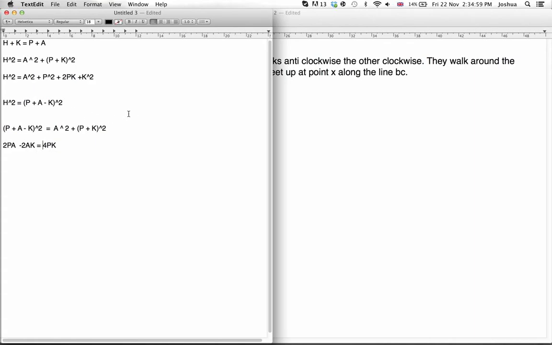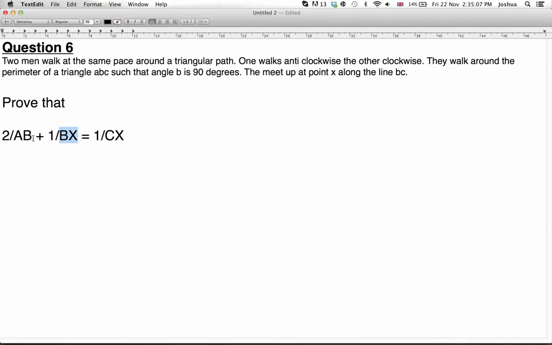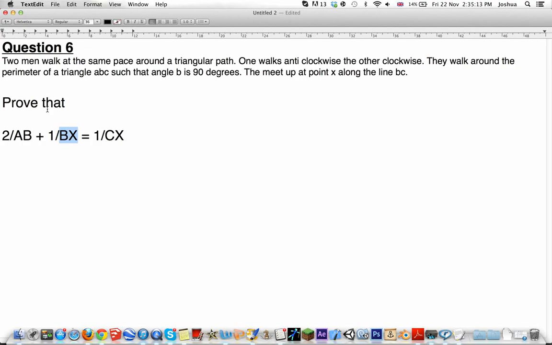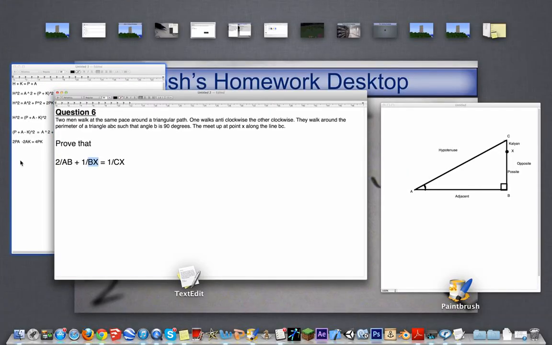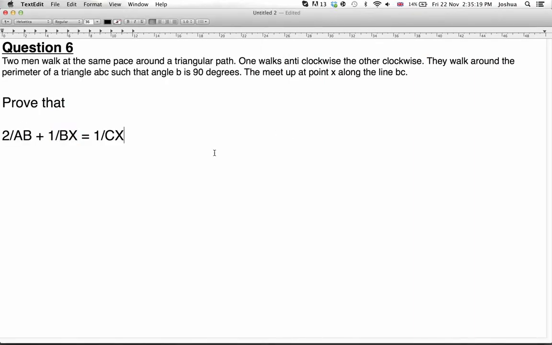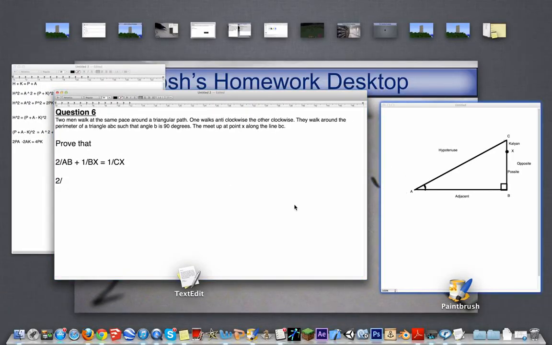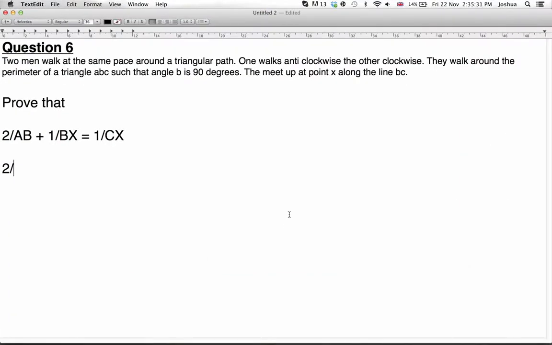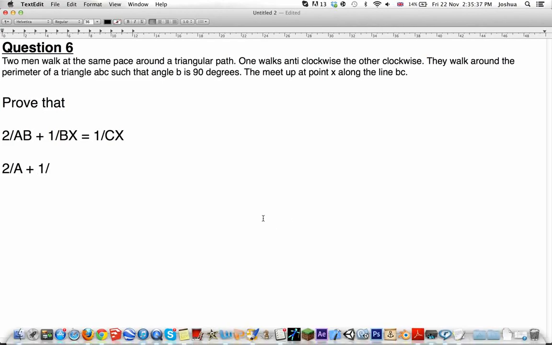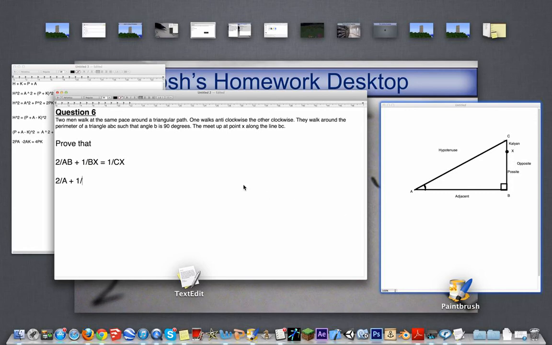Okay, we needed to prove some stuff. I think what we need to do is get this equation a bit similar to this. So they had 2 of something and divided it all by. Yeah, that's the thing. I think we should convert it back. So we should simplify the question. So we get 2 divided by, what was AB again? AB is A, so it's 2 over A plus the reciprocal of BX. We got it was BX P, 1 over P.